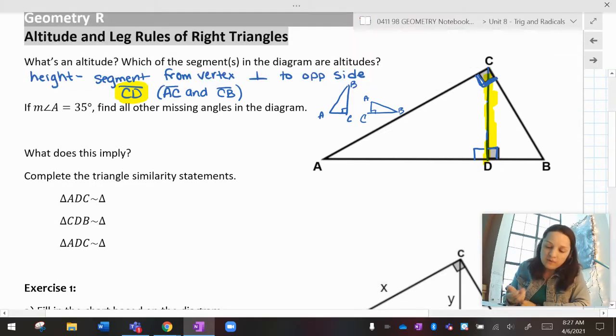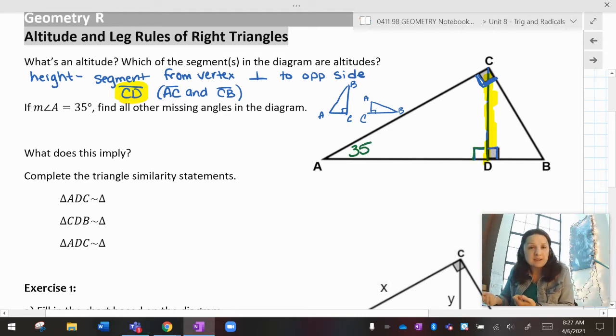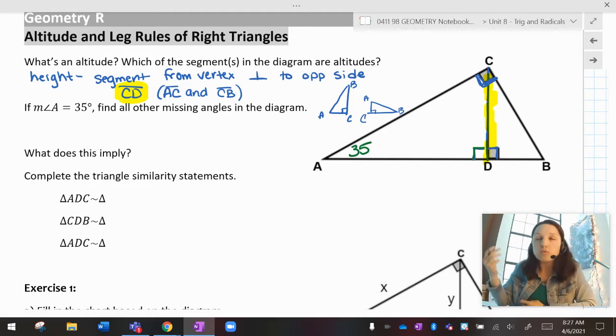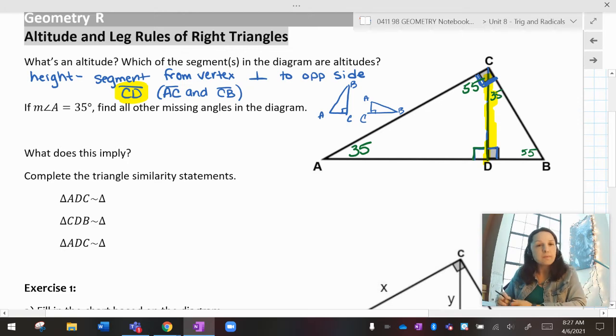Well, what do I do next? It says if A is 35, find all the other missing angles. All right, fine. So if A is 35 and that thing's 90, the three angles in a triangle have to add up to 180. So 180 minus 90 is 90, and 90 minus 35 is going to be 55. Well, up here at the top, all of angle C needs to be 90. 55 plus 35 is 90. And then again, I have another 55 here.